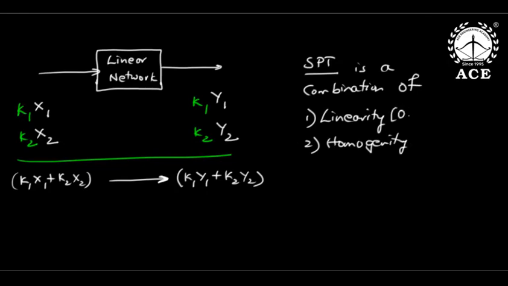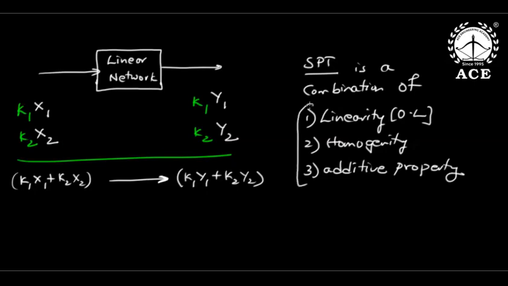Linearity means Ohm's law. Homogeneity means proportionality, and also the additive property. So superposition is a combination of all these three: one is linearity, that is Ohm's law, homogeneity or proportionality, and also the additive property. That is the meaning here.